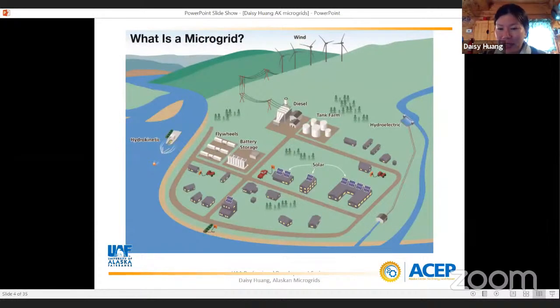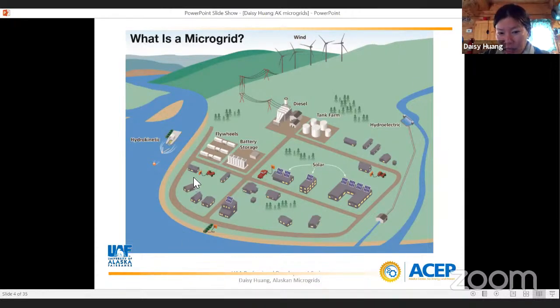This is a poster that's actually in our lab at the Alaska Center for Energy and Power. It is sort of an idealized future village that encapsulates what a microgrid is in an Alaskan sense. So here we have a transmission line from our wind farm, but to nowhere else. This is an islanded community.